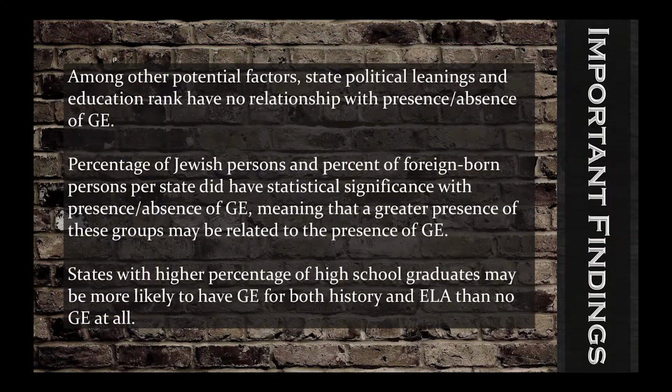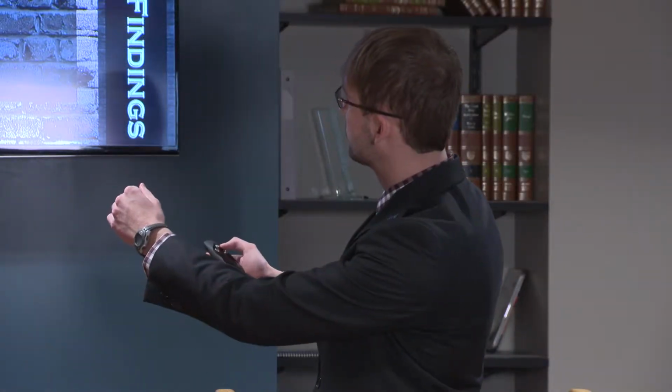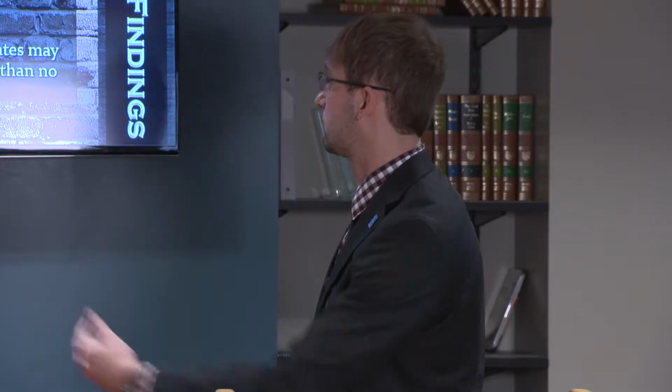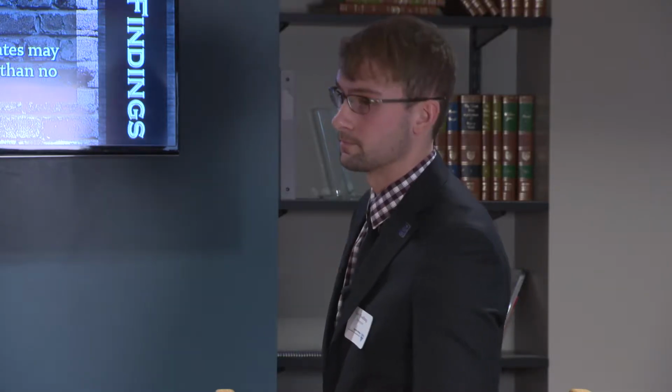So, taking all of this holistically, what all of this means or could mean is that among all of the potential factors, these are the two I found to be most important. State political leanings and education ranking seem to have no relationship with the presence and absence of genocide education. And again, the percentage of Jewish persons and foreign-born persons had statistical significance, which means that there may be something to be explored further. And again, with the education.